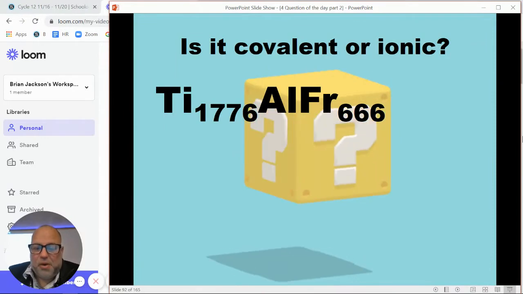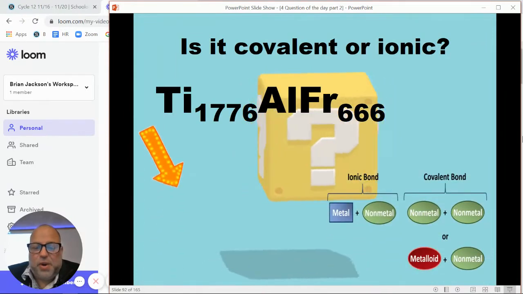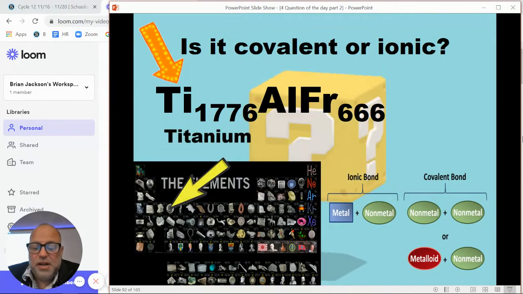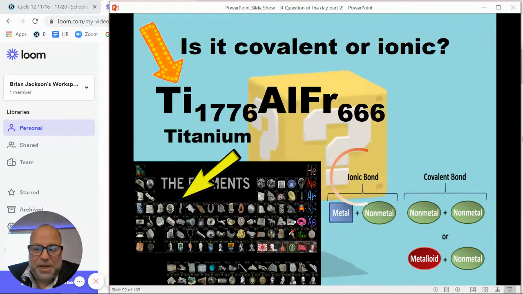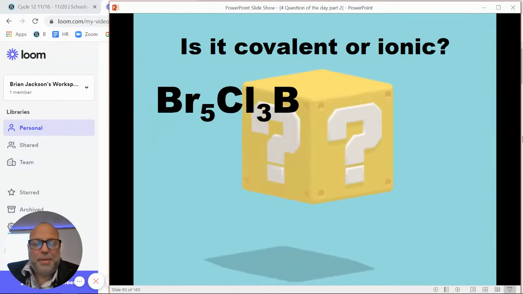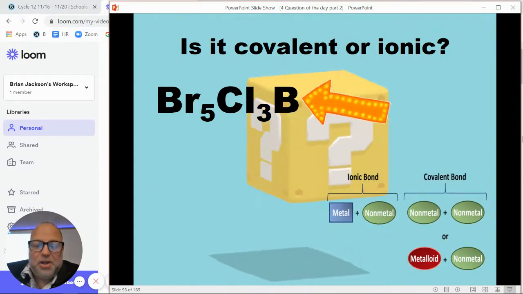Another one coming up here. Hopefully this one is an easy one because in the great question of it, titanium, which you all know is way over here, is definitely a metal. That's going to be an ionic bond. Anything with titanium in it is going to be an ionic bond. How about this one right here? What do you think? Are any of those elements metals?